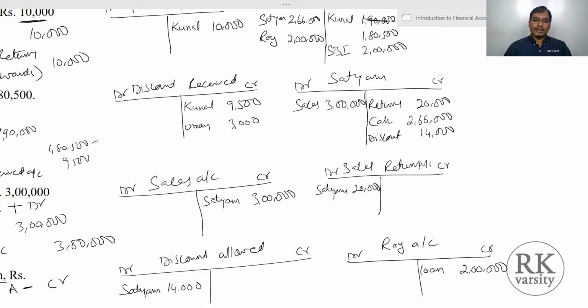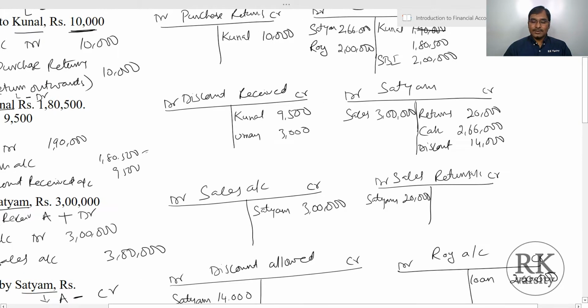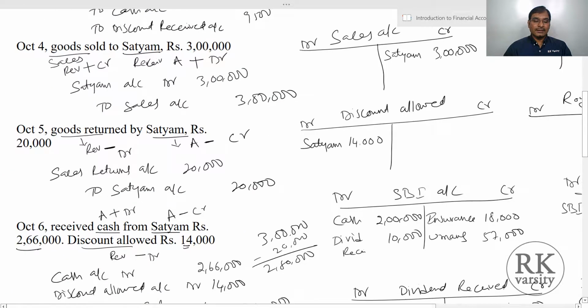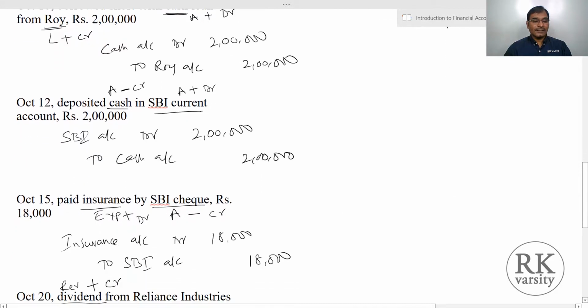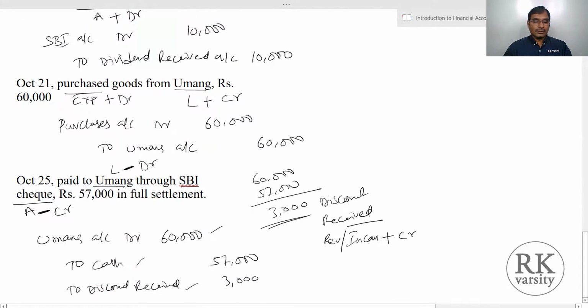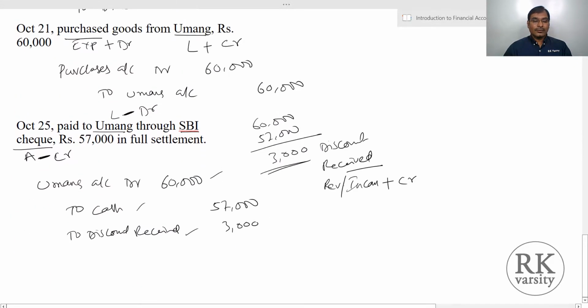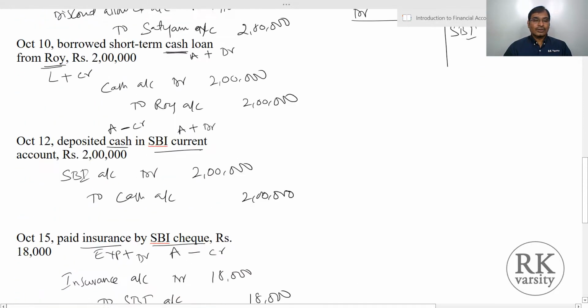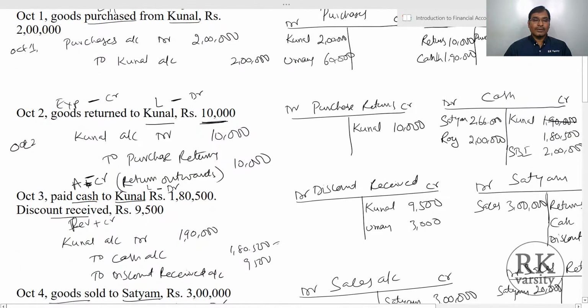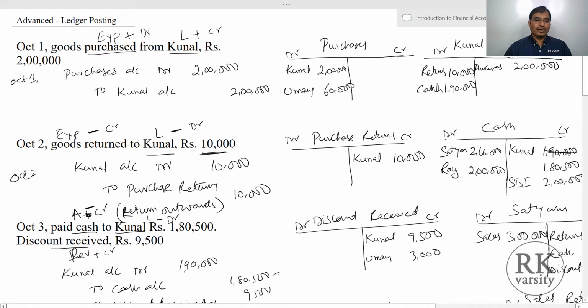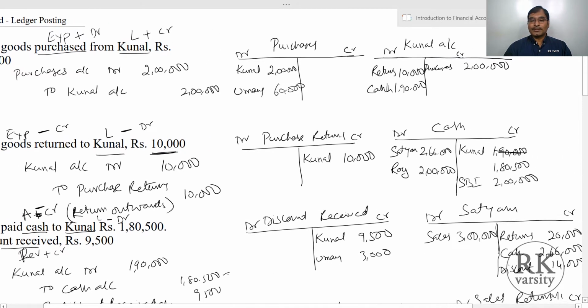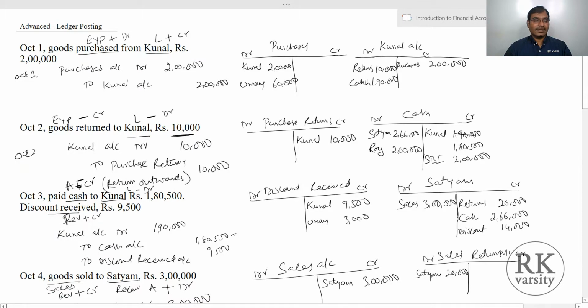That means this transaction has 3 accounts involved. One is the Umang account, which is a liability. The second one is the SBI account, and the third one is discount. So we posted into 3 different accounts. So this is how, when you have 2 or more accounts involved, you have to generalize the transactions and post them into separate or different ledger accounts.